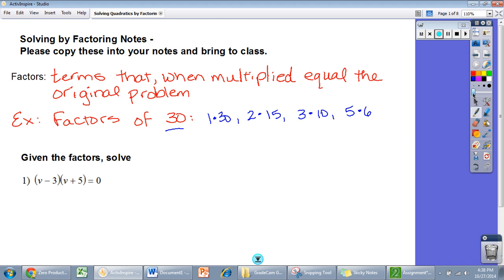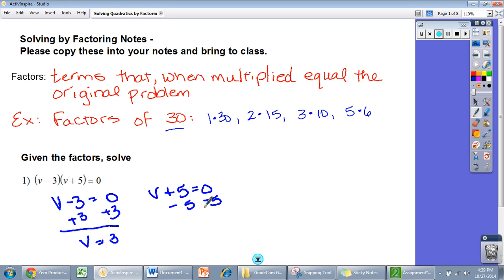So if I am going to set each of these equal to 0 so they can be solved, we're solving it just like an Algebra 1 problem. If we add 3 to both sides, my first solution is b equals 3. Subtracting 5 from both sides for our second problem, we get b equals negative 5. So when we solve, we get b equals 3 or b equals negative 5.